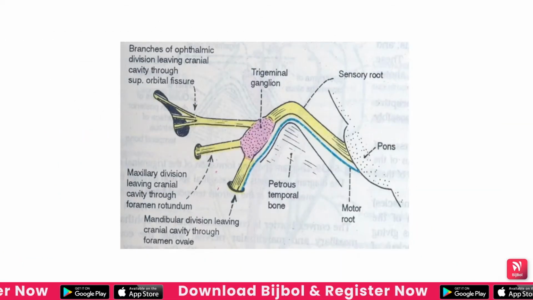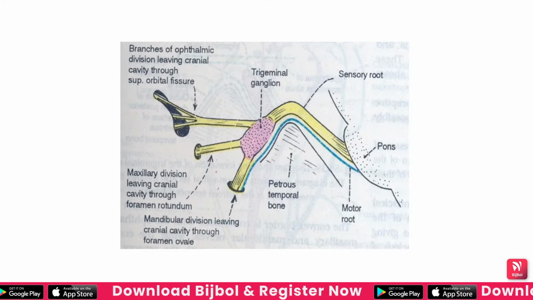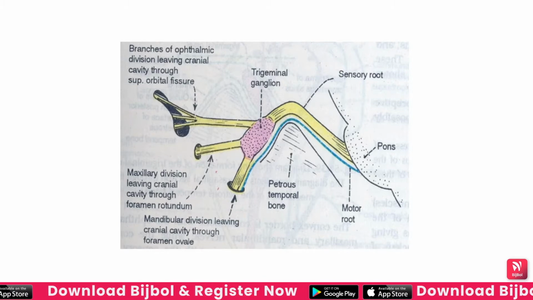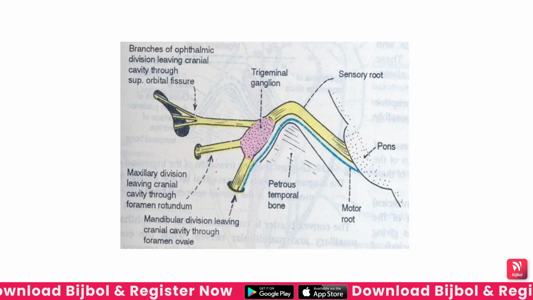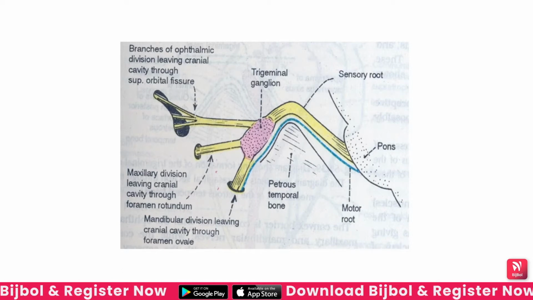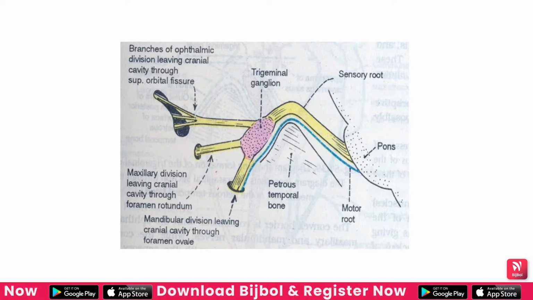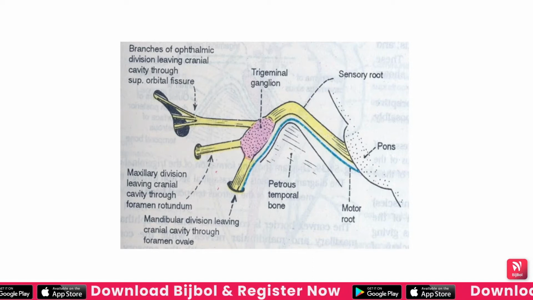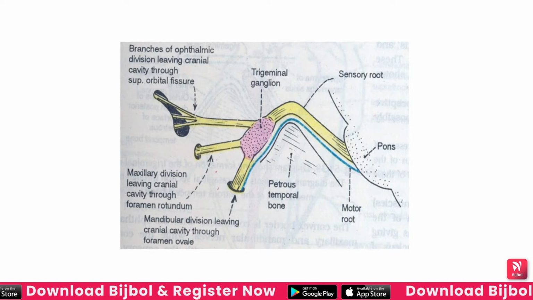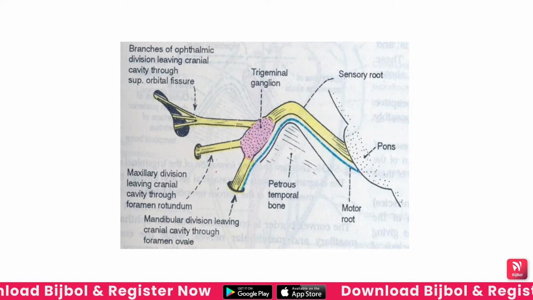Now, let us see how the branches exit from the trigeminal nerve. From the ophthalmic division, they leave the cranial cavity through the superior orbital fissure. From the maxillary division, they leave the cranial cavity through the foramen rotundum, and from the mandibular division, they leave through the foramen ovale. This is how the trigeminal nerve exits.